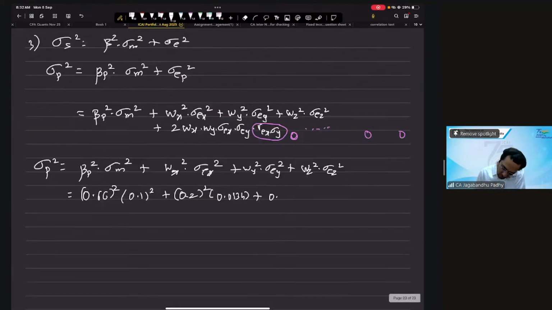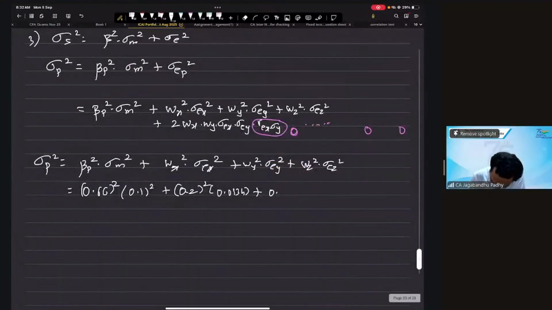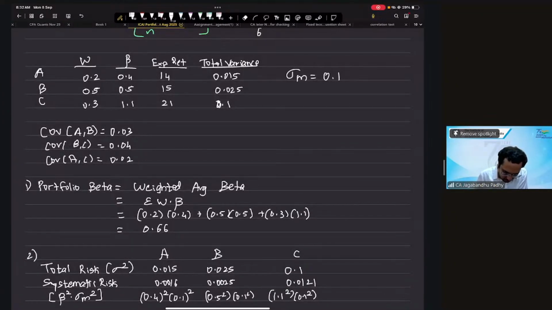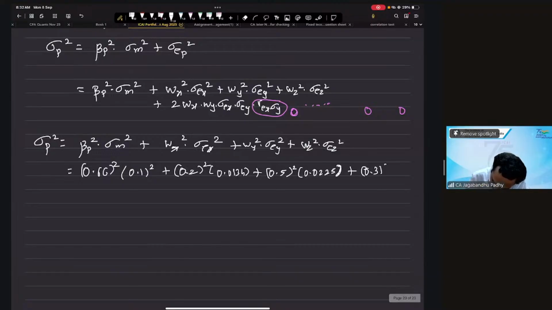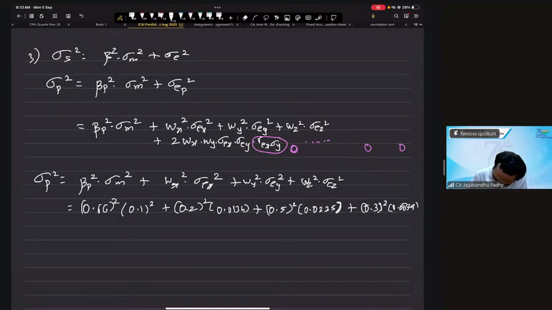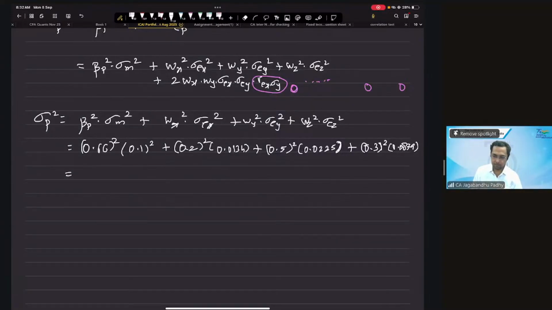Plus weight of y, which is 0.5 square, into variance of error of y, 0.0225, plus weight of z, which is 0.3 square, into 0.0879 square.